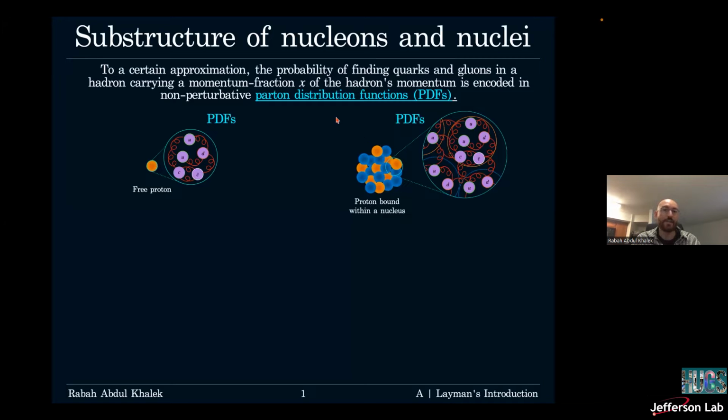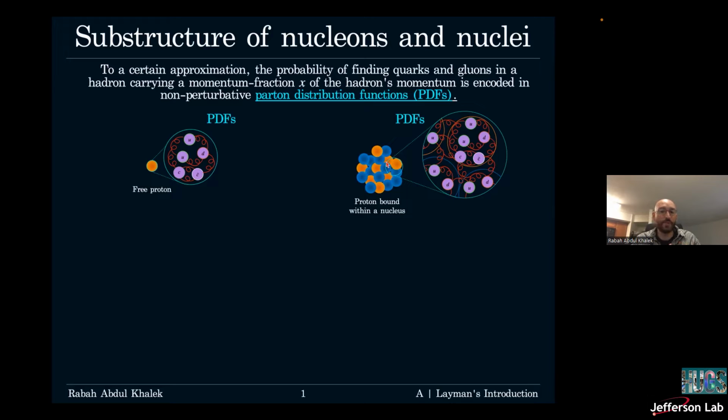So let's say the probability of finding a quark that carries momentum fraction x of the hadron's momentum. Let's say u carrying x fraction of the momentum of the whole proton. This probability is what PDFs are. So, as simple as that.